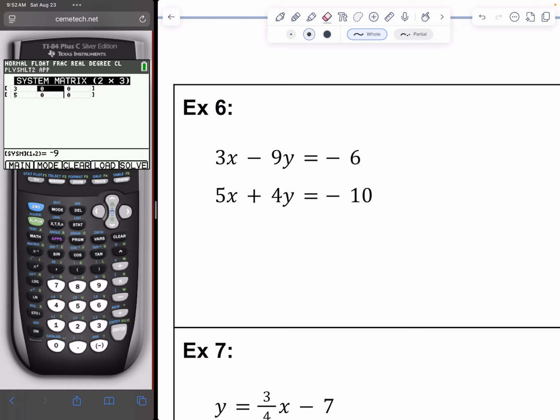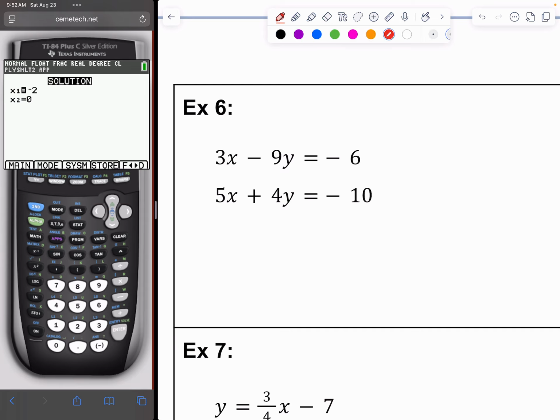If I put -9 here, I have to put the 4 here. If I put the -6 here, then I will have to put -10 here. When I do that, all I have to do is press graph to go to solve, and it will tell me that my solution is -2, 0.